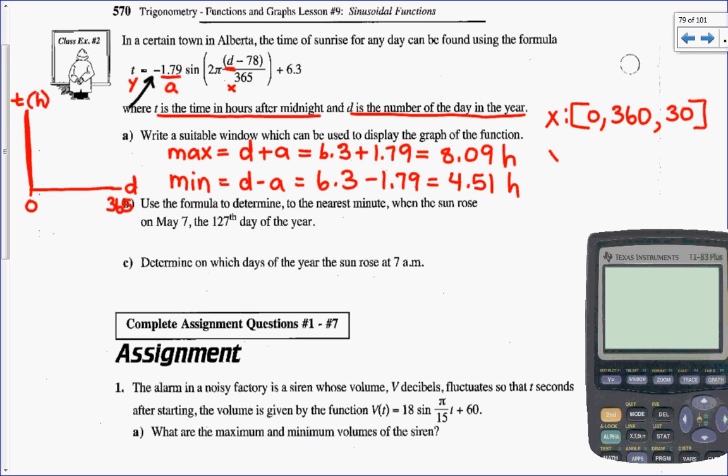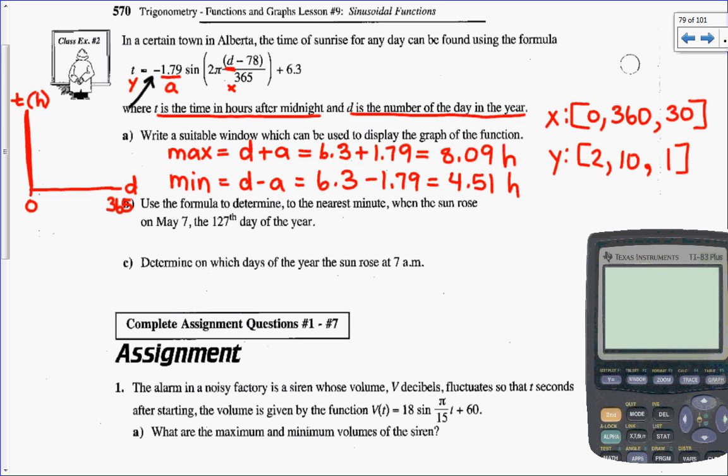And then your y's, again, you always want to see a little bit higher than your maximum point and a little bit lower than your minimum point. So I would go from, say, 2 up to 10, and you could go up by 1s or 2s, or it doesn't really matter, as long as you'd be able to see your maximum point and your minimum point to calculate them if you needed to with your calculator.